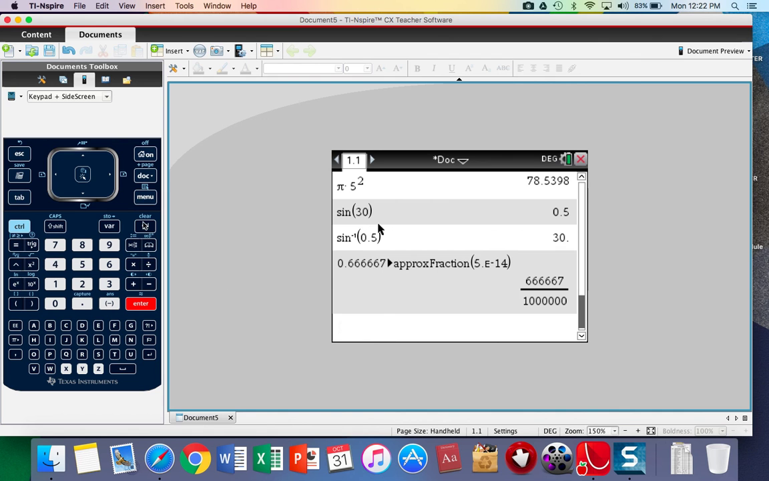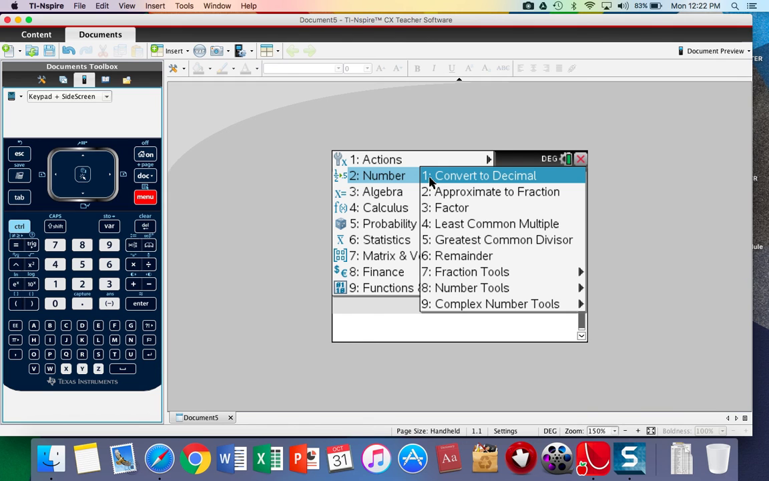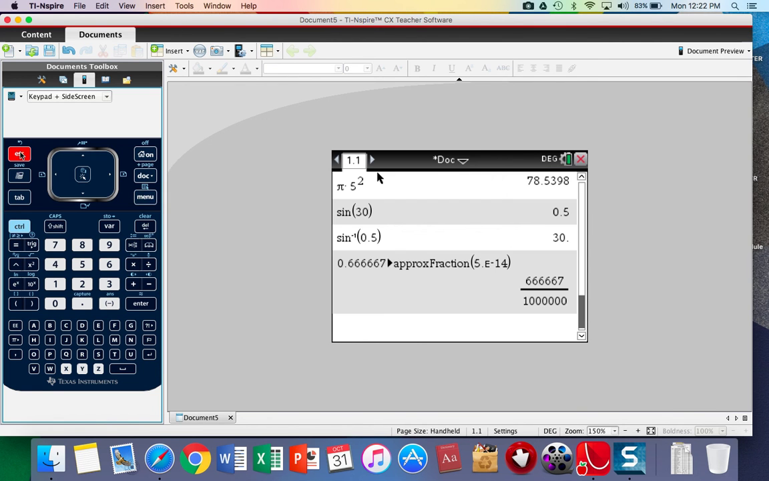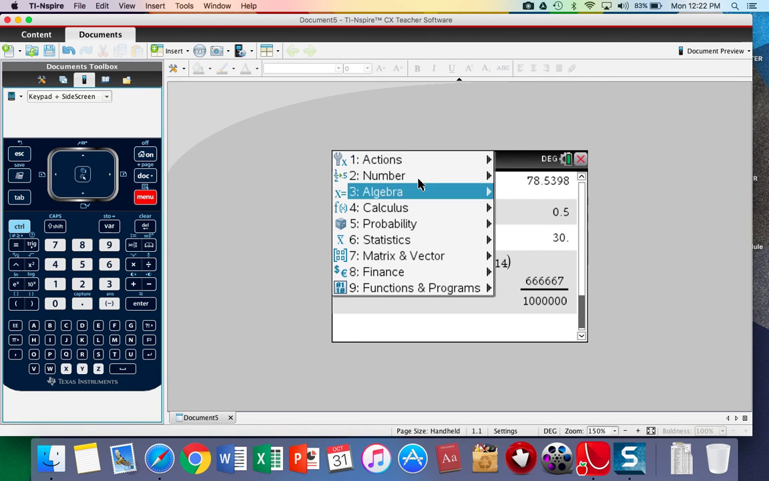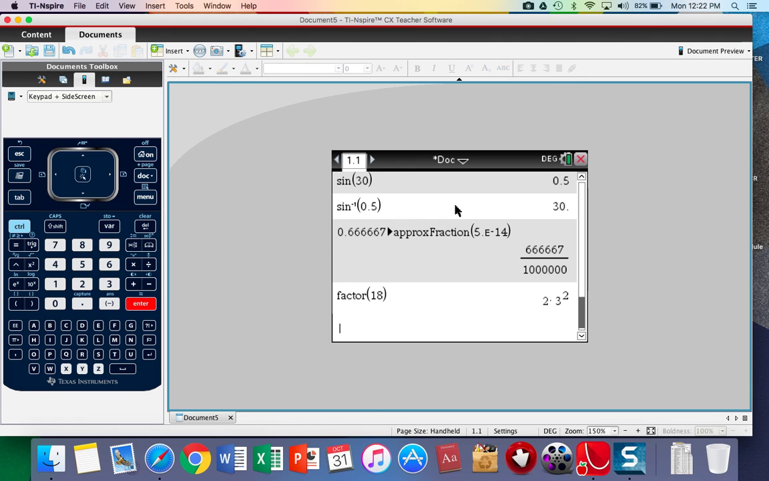So let us look at other options here. Go to menu, number. You can see factor. So you can actually find the factors of a number. Let us see how to do that. So I want to find, let us say, the factors of 18. So menu, number, and press factor, and then inside the bracket you write 18. You get 2.3 square. It means 2 multiplied by 3 square. Therefore the prime factors of 18 are 2 and 3.